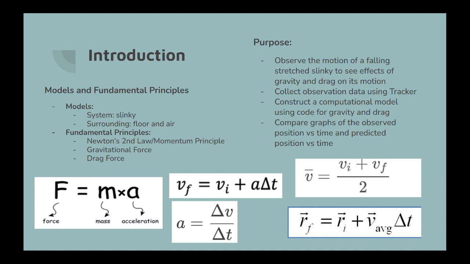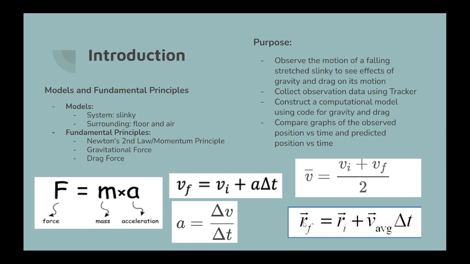Our system is the slinky, our surroundings are the floor and air, so everything else. Our fundamental principles are Newton's second law, gravitational force, and drag force. Newton's second law is force equals mass times acceleration, and from that we can derive the position update formula and the velocity update formula. Final velocity equals initial velocity plus acceleration times time, which is the same thing as net force divided by mass times delta t.